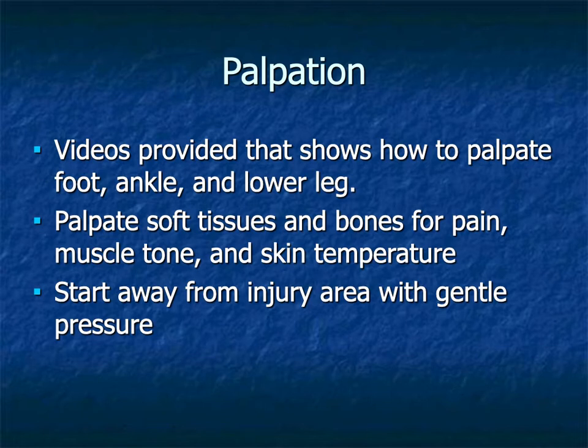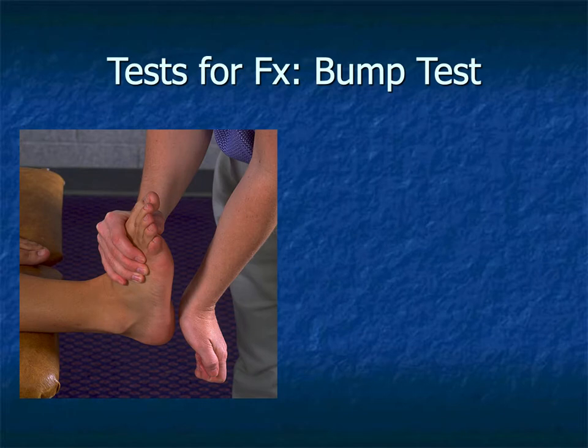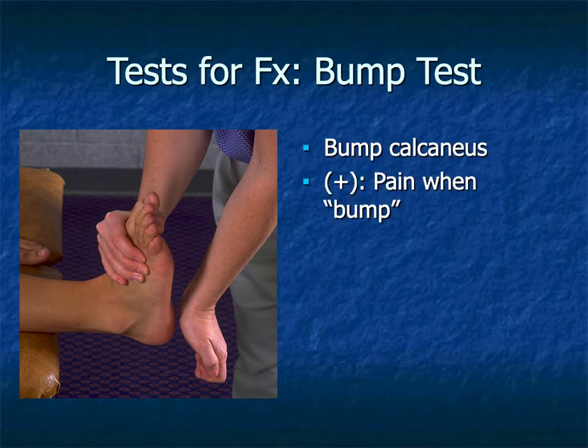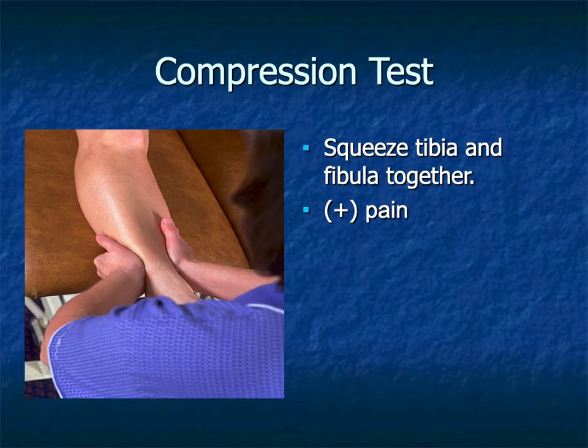On the handout, I have the next step for the lower leg, ankle, and foot, which is test for fractures. We talked about this in the foot, or in the ankle and lower leg lecture. So we have the test for fracture, the bump test. Again, you bump the calcaneus, and a positive sign is pain with the bumping. Again, you want to start with light pressure and increase your pressure. Again, this is a little bit more advanced for our particular class, but still just good to have some information.